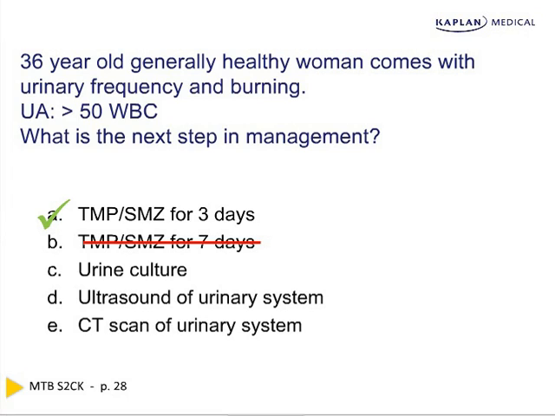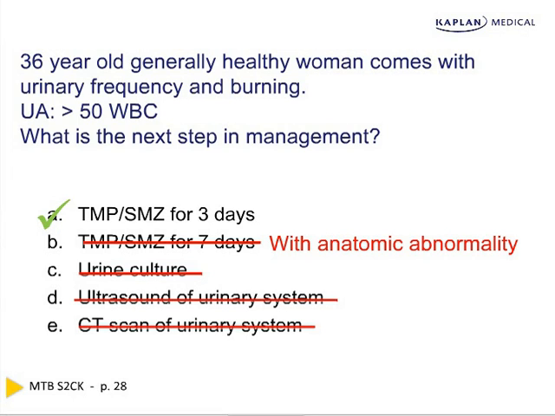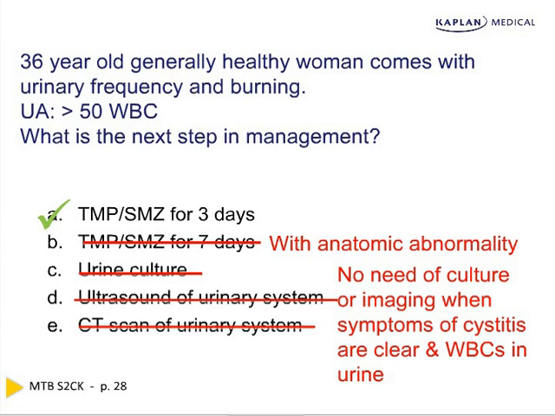That's because 7 days is not necessary unless there's some complication like a stone or a stricture or a tumor or obstruction and an anatomic abnormality. That's when you extend it to 7 days, or any complication. And remember, if a man has a urinary tract infection of any kind, it's always considered complicated. Urine culture is not necessary unless somebody has recurrences or fails to resolve. And a sonogram or a CT of the urinary system in a woman is not necessary on a routine basis. There's no need of culture or imaging when symptoms of cystitis are clear and there are definite white cells in the urine.